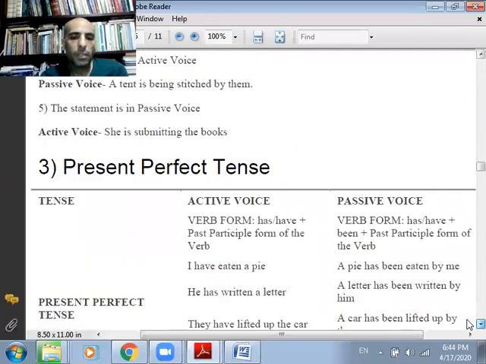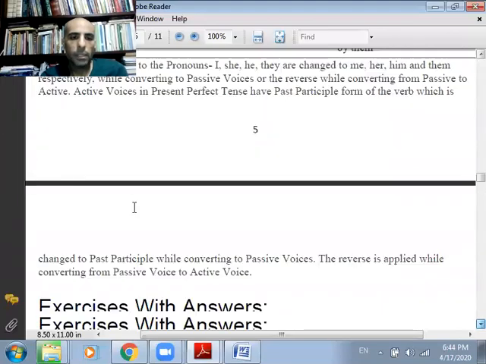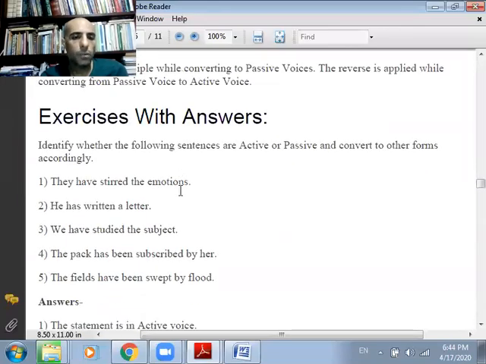In the present perfect, let's take a last example. They have stirred the emotions, so the emotions have been stirred. Okay, thank you so much.